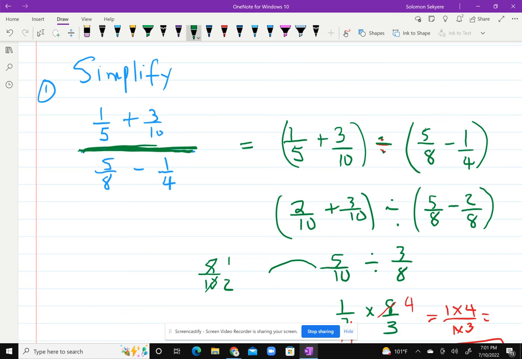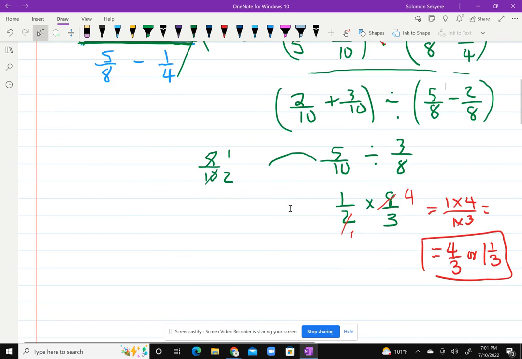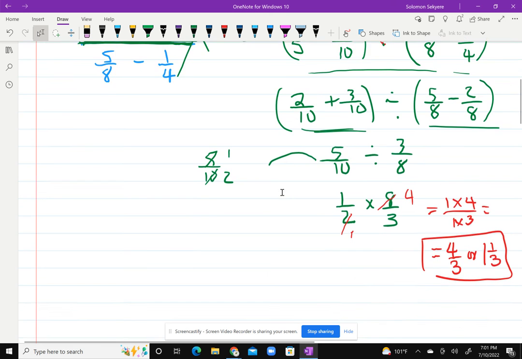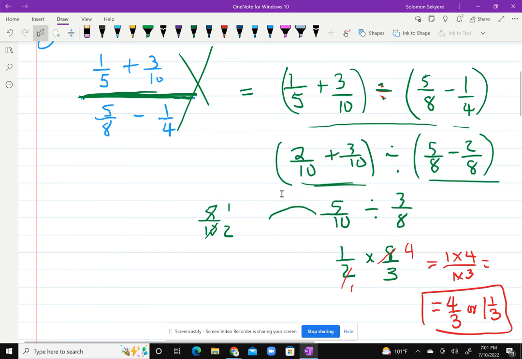And then the denominator, also I use parentheses. Okay. So now we forget about the original one. This is this one. So this means I should complete what's in the parentheses here, and then what's in the parentheses here. So 1/5 plus 3/10, you know that is the same as 2/10 plus 3/10, right? We change them to the same denominator. And that will be 5/10. And then 5/8 minus 1/4 is the same as 5/8 minus 2/8.